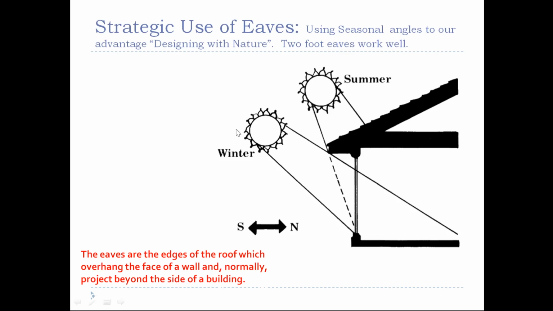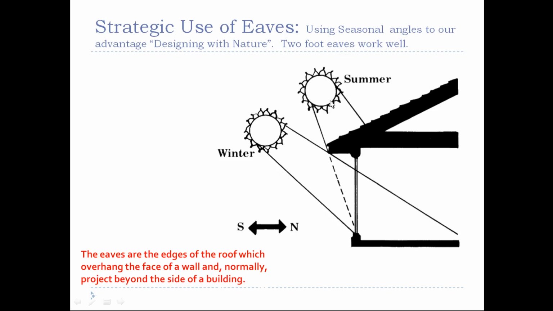This is another line diagram which shows the same thing we have explained in the previous slide. So this is simply made by using the seasonal angles to our advantage, designing with nature. So a 2 foot eave, this is known as eave. They are the edges of the roof which overhang the face of a wall. So this is known as the eave. So a 2 foot eave will suffice to allow the solar energy to pass into the room during the winter and stop the solar energy in the summer.